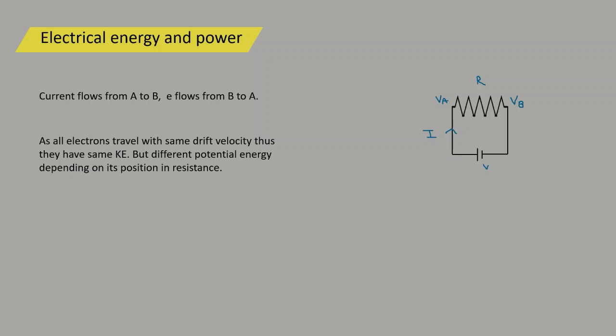We have already done in our last video that when a set of electrons travels in the presence of potential, all the electrons travel with the same average velocity due to the large number of collisions. They travel with the same average velocity, that is the drift velocity. And thus we can consider the kinetic energy at point B and point A to be the same, but the potential energy will be different depending on the position where the electrons are present.